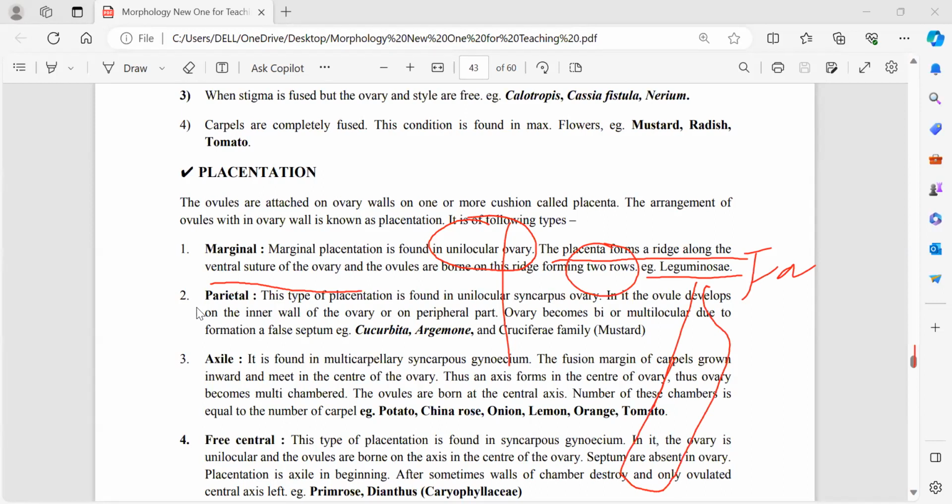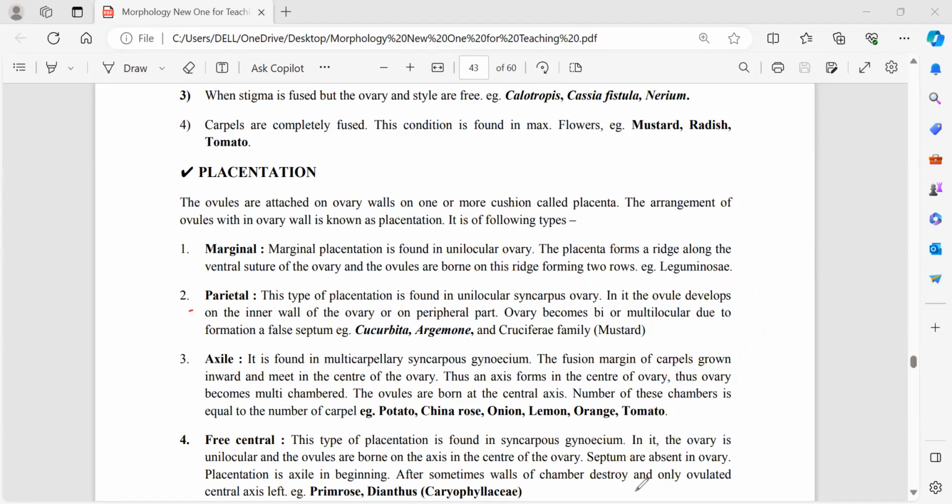there is only one chamber in the ovary. For example, this is the pod of a pea; this is one chamber only. The placenta forms a ridge along the ventral suture, where this pod closes, which we will open. Where it is closed, that is the ventral suture, and on that ventral suture we have a ridge, and on that ridge the placentae are borne in two rows. This type of placentation is called marginal placentation.